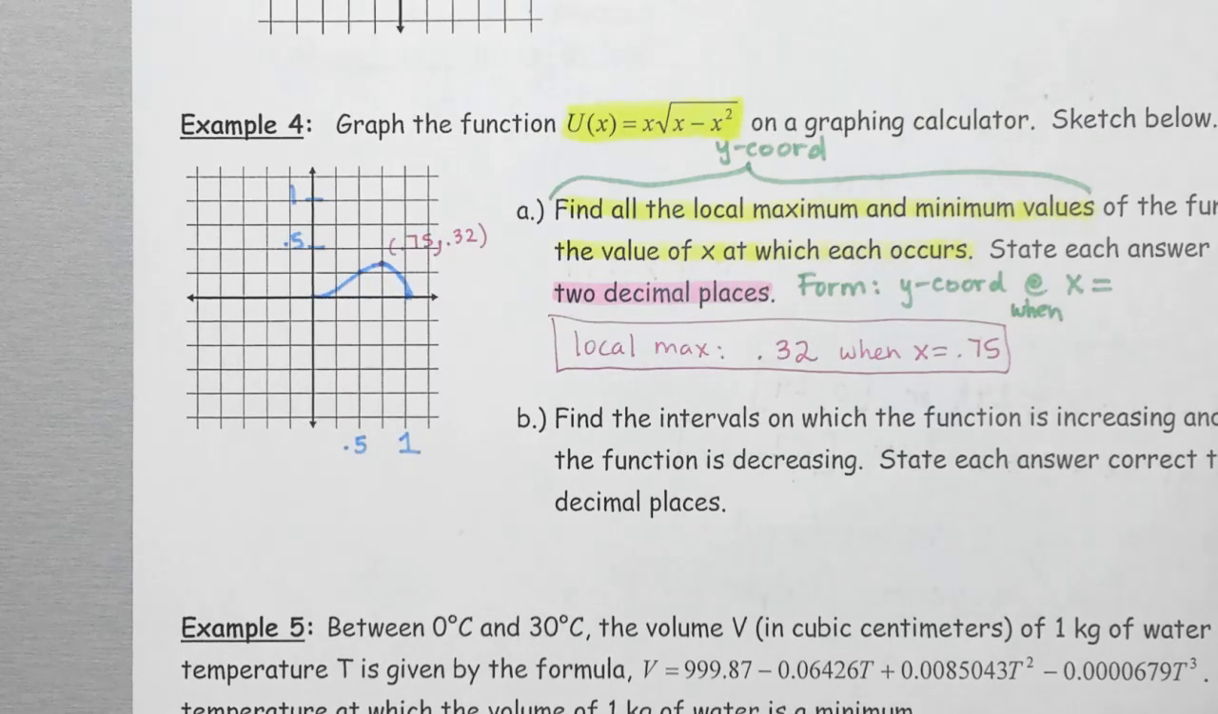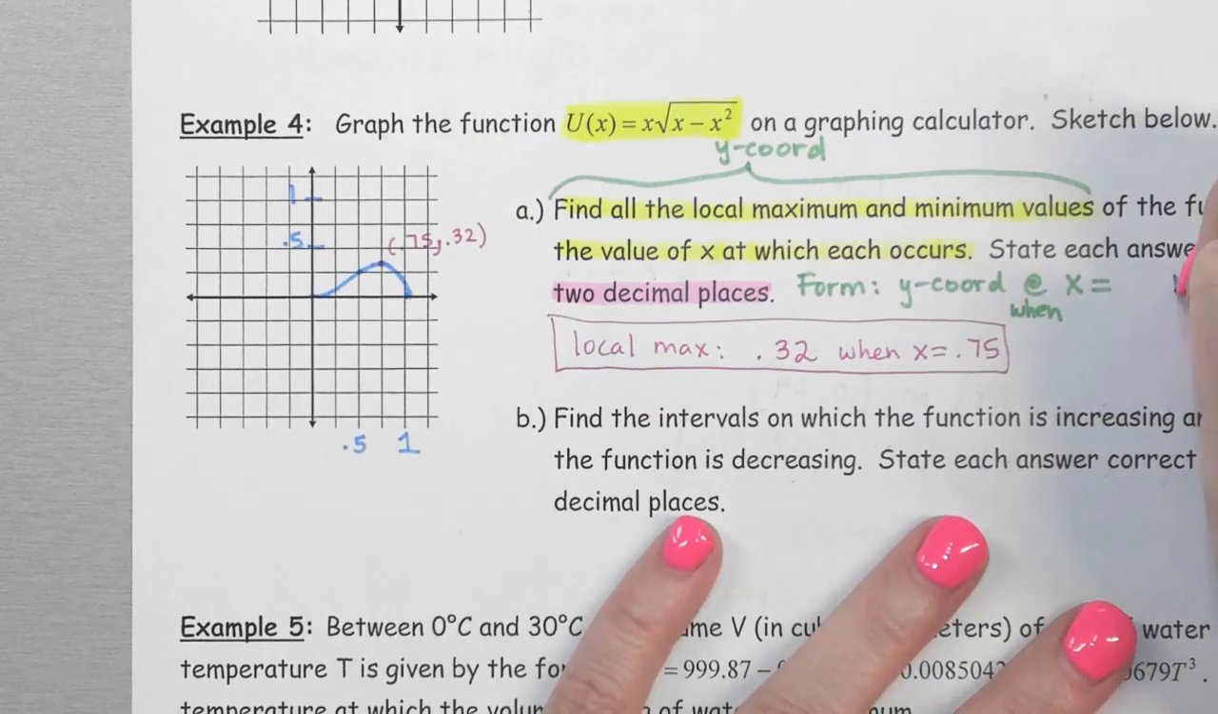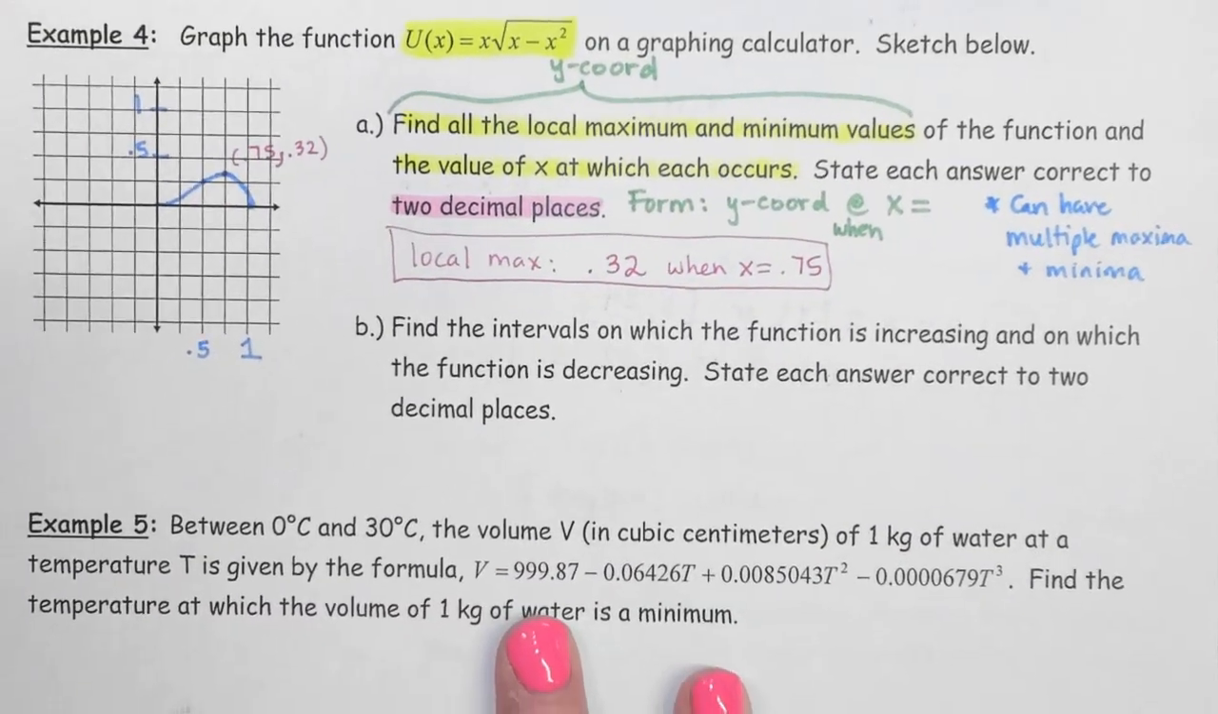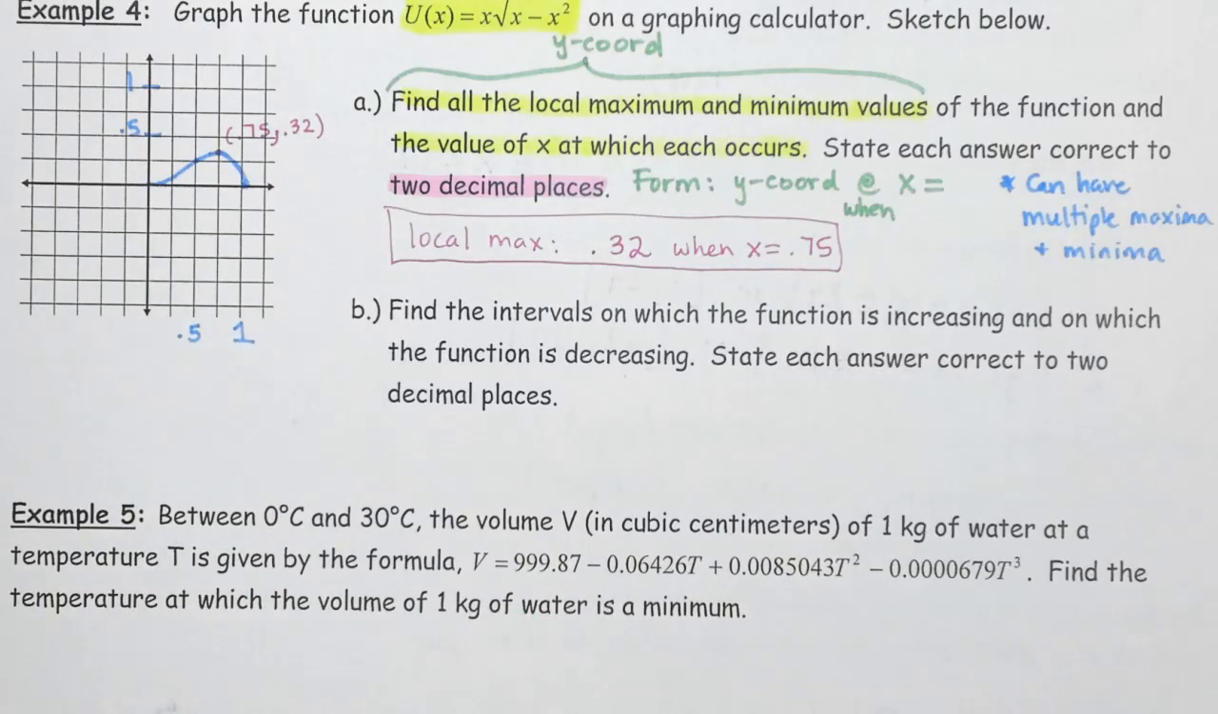And this one only had one local max. Okay, you can have multiple maxima and minima. Okay, this one only happens to have one. But if there's 2, then you have to find those. Okay, and if there are 2 local max, there's going to be 1 local min.